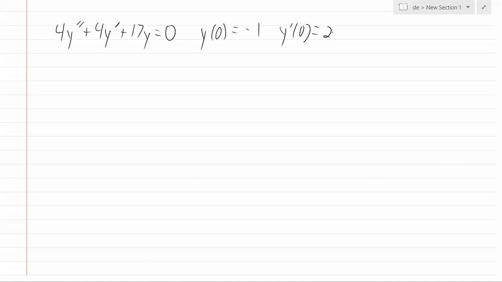Here's another example. This is an initial value problem. We're given y of 0 equals -1 and y prime of 0 equals 2. Alright, so we need to write down the auxiliary equation. It's 4m squared plus 4m plus 17 equals 0.